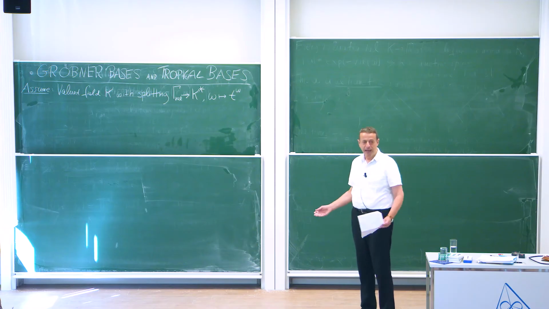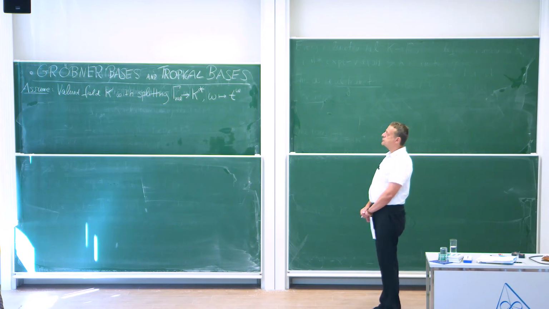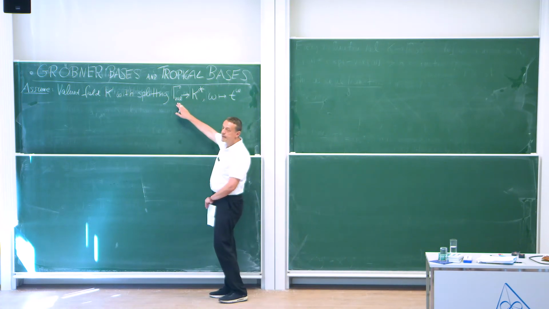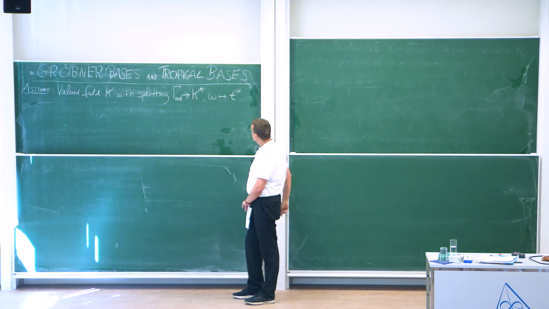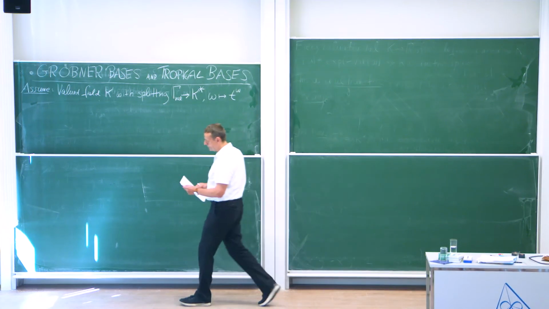So this will be automatic if K is algebraically closed. But if K is not algebraically closed, we actually have to assume this. So splitting is a group homomorphism from the additive group of valuations, the value group, into the multiplicative group K star, which takes w to t to the w. So we're going to assume that this exists.